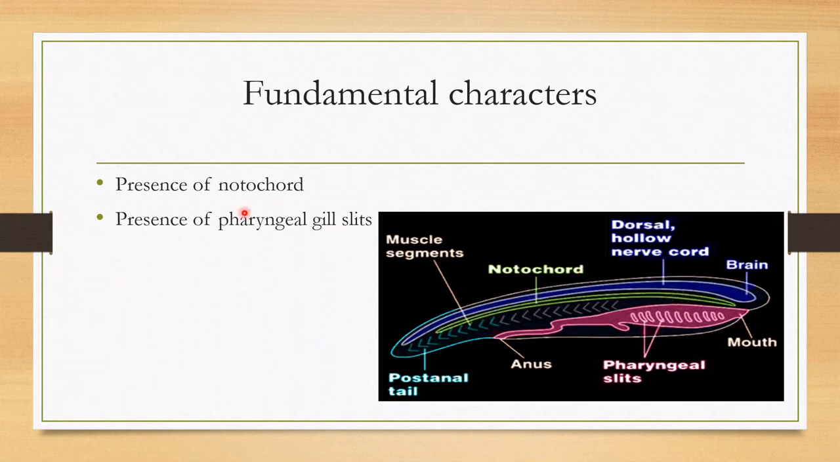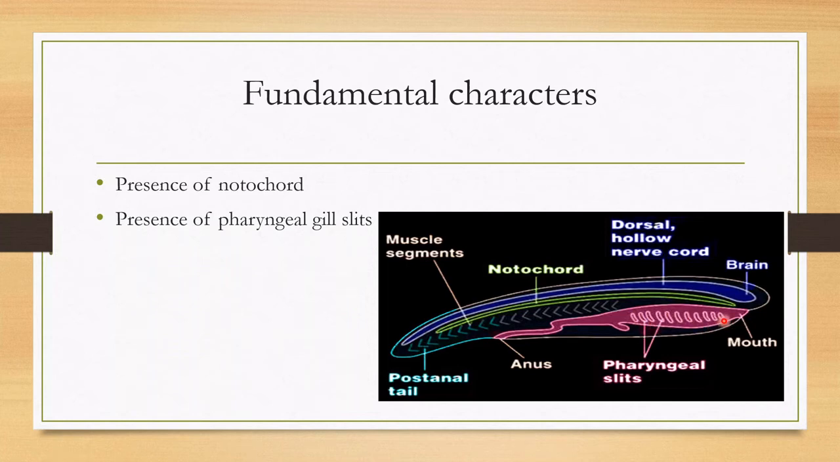Now, the second one is the presence of pharyngeal gill slits. This is the digestive system, starting from the mouth and ending in the anus. These are the pharynx, and you can see many openings or gill slits. This is a slit-like opening, which is for respiration. This is called gill slits. These gill slits are present in all chordates in at least one stage of the life cycle, either in the embryonic period or in the adult stage.